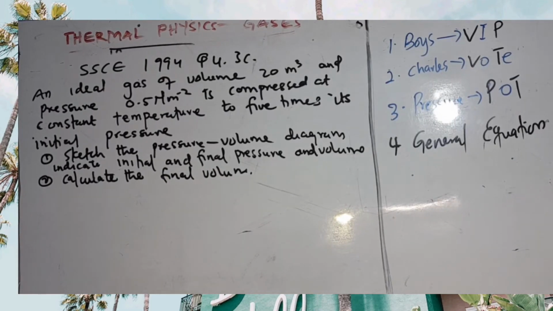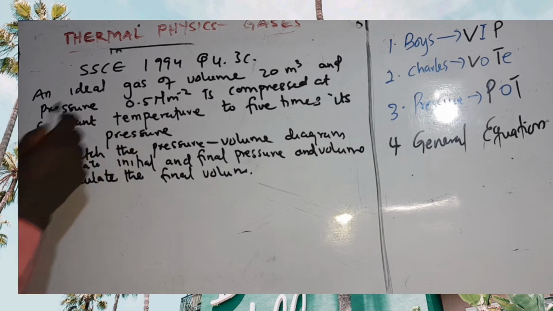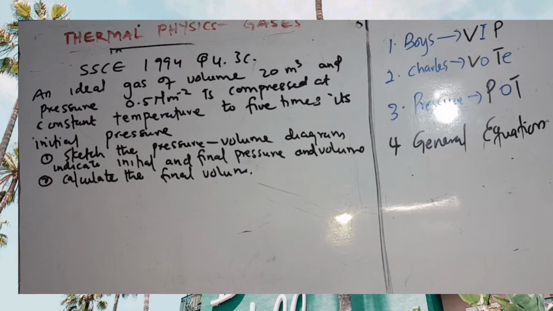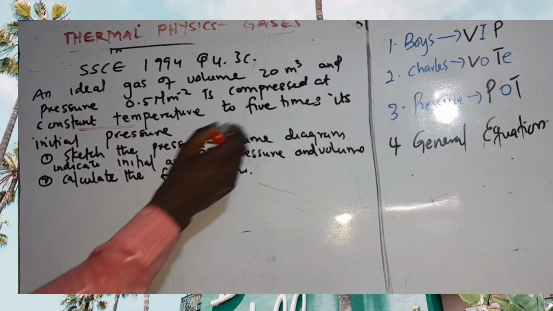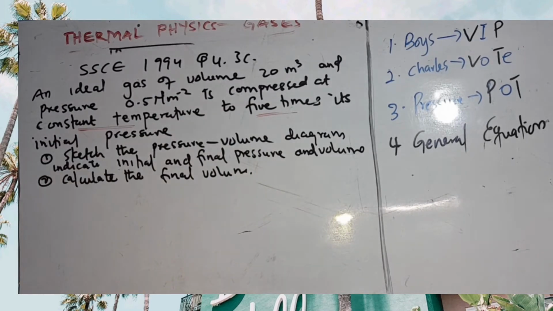All right, so I think in the 1994 SSE, there was a question 3 where students are asked to sketch a graph. It says an ideal gas of volume 20 meter cube and pressure 0.5 newton per meter square is compressed at constant temperature to 5 times its initial pressure. Sketch the pressure to volume diagram and then indicate the initial and final pressure.